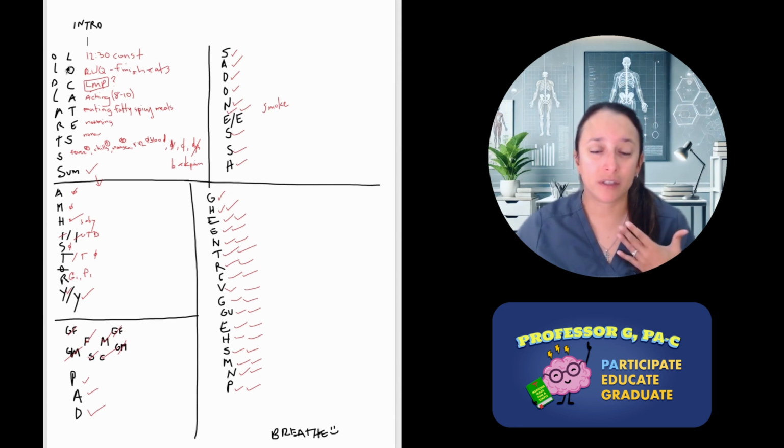Now let's go through the HPI. Remember, I like OLD CARTS, but you might like LOCATES. I made little notes here because I did need to summarize this at the end, so I made notes of when things happened as I was collecting the history. I also included pertinent review of systems in the HPI: fever, chills, nausea, vomiting, diarrhea, back pain, dysuria. I included things that were pertinent that would help me build my differential diagnosis.